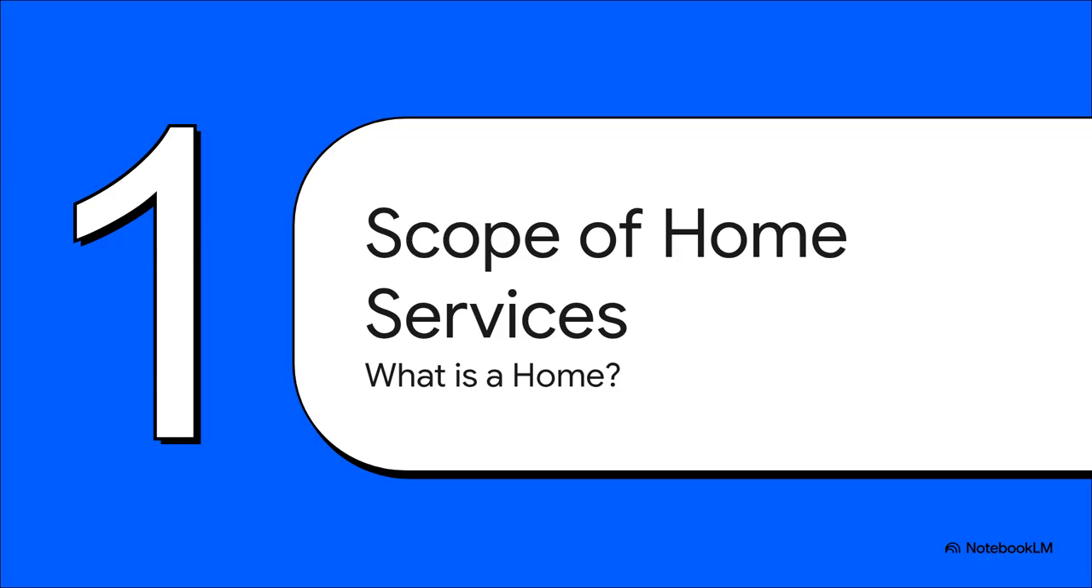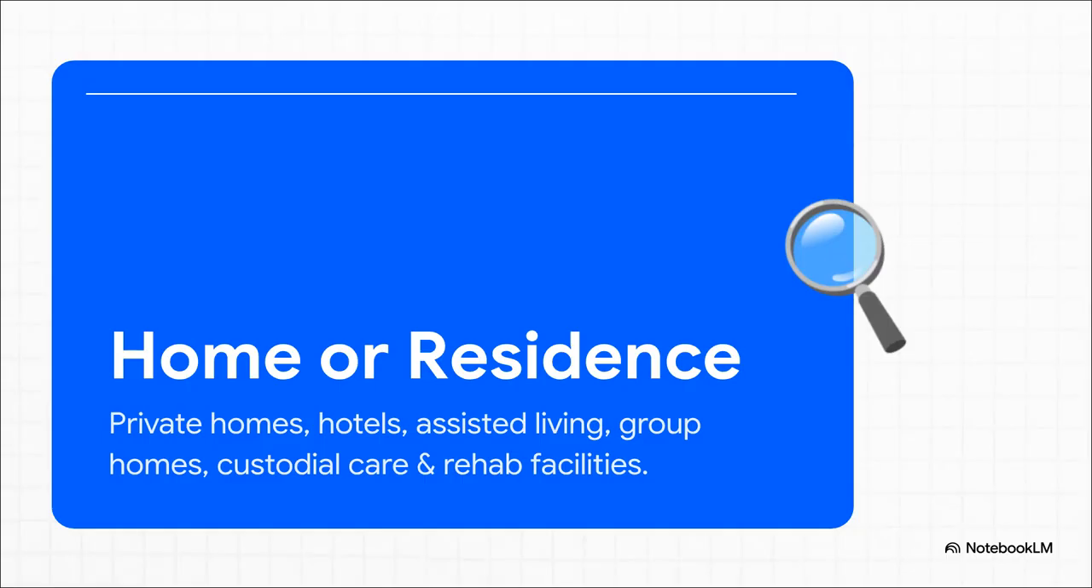Section 1. Scope of home services. What actually qualifies as a home in the CPT 2026 guidelines? We've got to establish our setting first, right? Because home or residence covers way more than just your typical suburban house. The CPT definition is incredibly broad and honestly really accommodating to where patients actually get care nowadays.